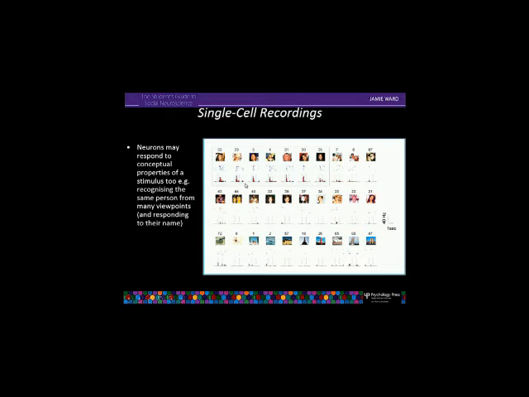Where do these come from? Well, obviously, they're probably learnt. You probably weren't born with a Jennifer Aniston neuron. You just learned to associate the features from different viewpoints and things there. There's Luke Skywalker, Darth Vader, Yoda.